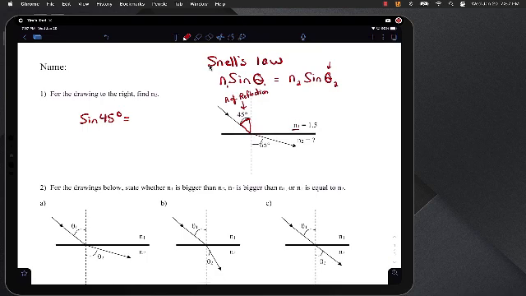Well, it says N1. Now that N1, that's the index of refraction for it, and that is 1.5. So I'm going to put 1.5 right out in front. So we're going to multiply those. That's going to equal, all right, now we have this angle. This is the angle of refraction.